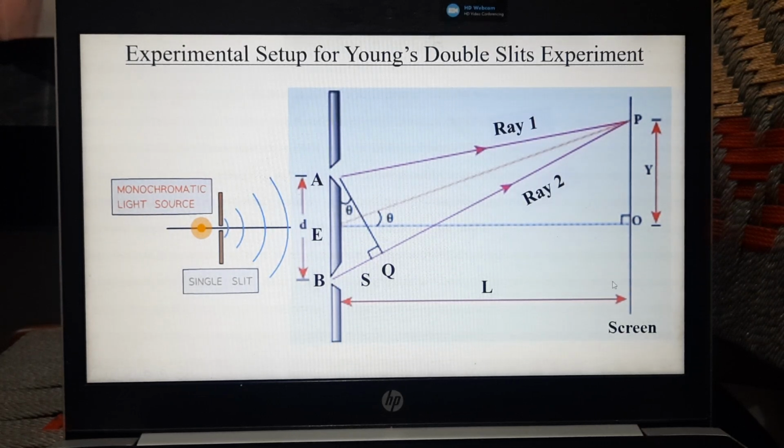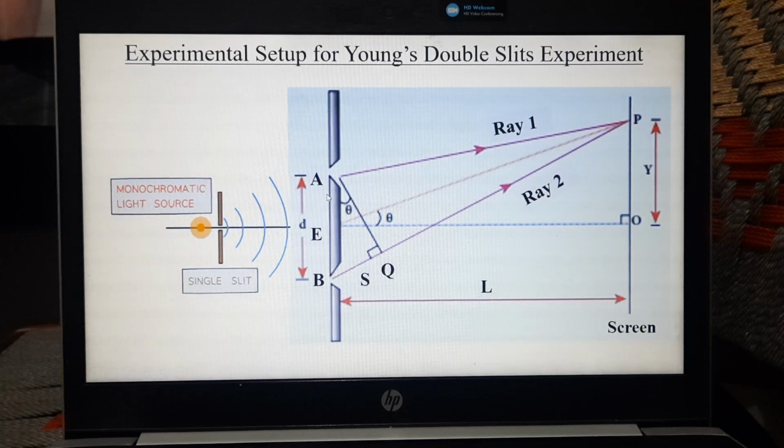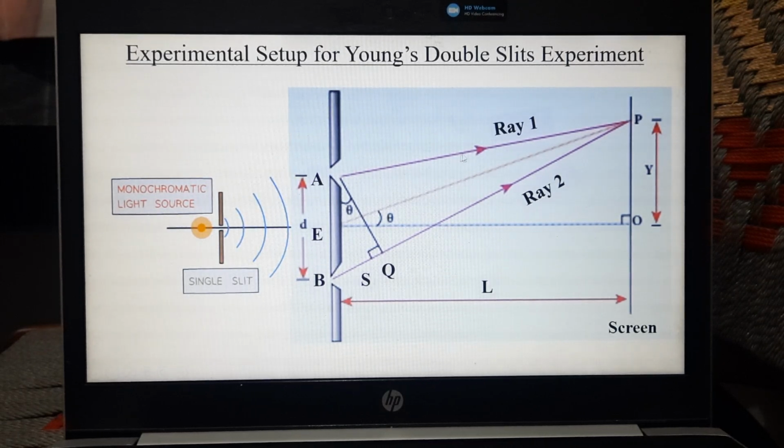Instead of considering the whole interference pattern, we will just consider some of the points in order to make some calculations. So look here, I consider just a single ray coming out from slit A.